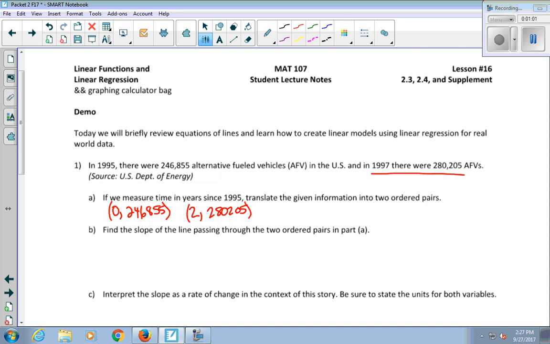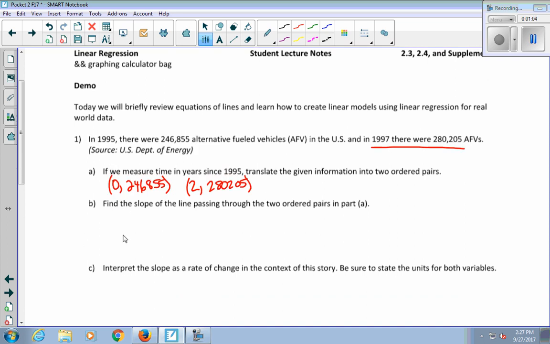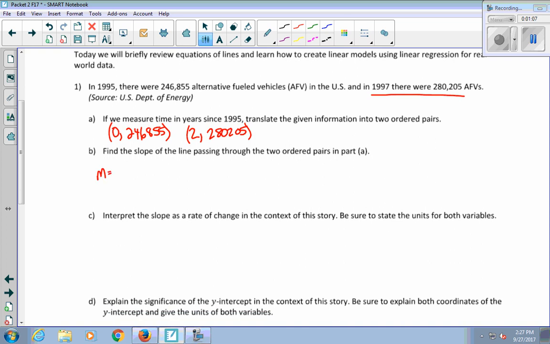280,205 AFVs. To find the slope of the line passing through those two ordered pairs, your slope is your change in y over your change in x. So I'm going to subtract the y's, 280,205 minus 246,855 over 2 minus 0. 280,205 minus 246,855 divided by 2 is 11,675.